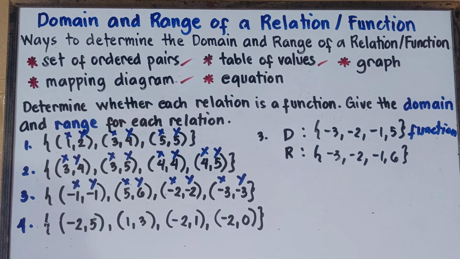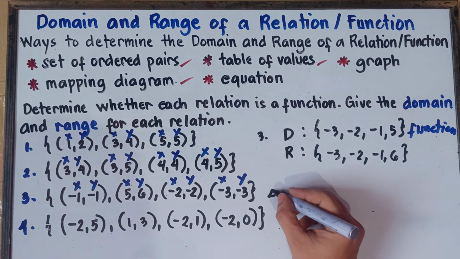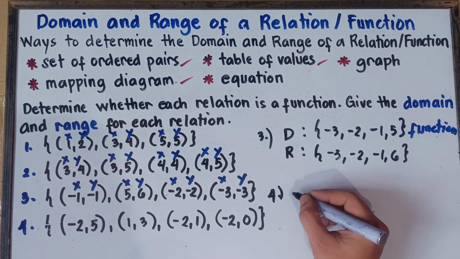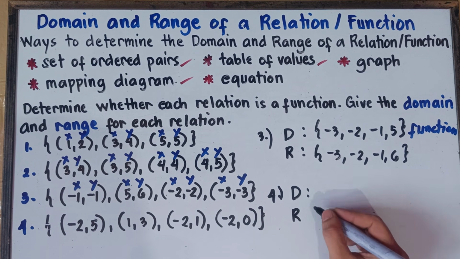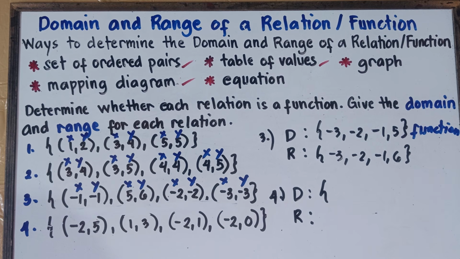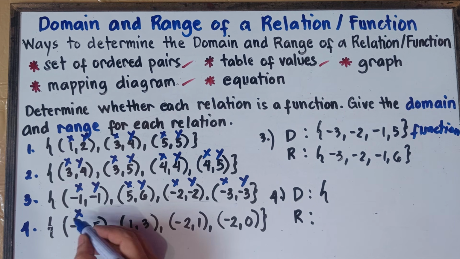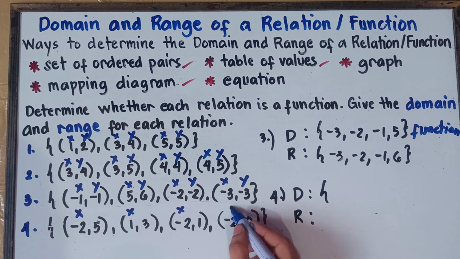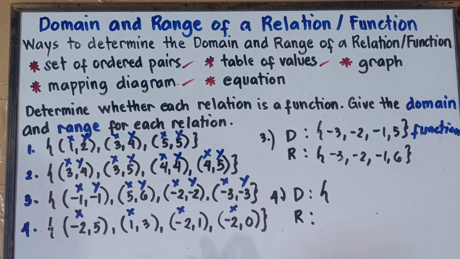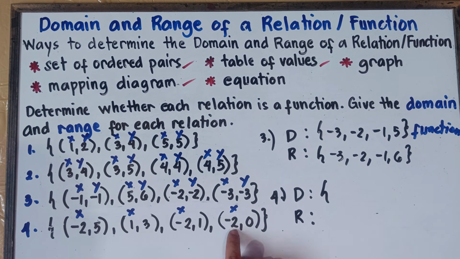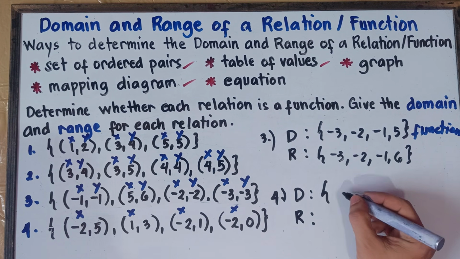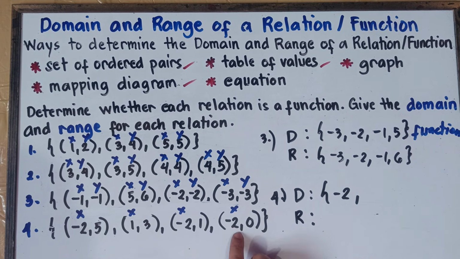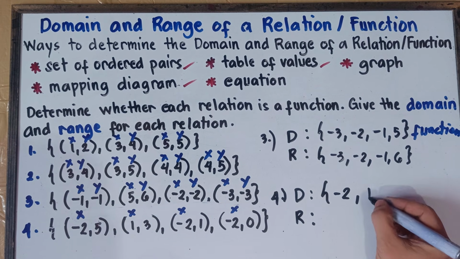Alright, last one, number 4, and then we proceed to mapping diagram. Number 4, domain and then range. The domain will be the x values, this one right here, the first number. The smallest number is negative 2. We have 3, negative 2, so just write only one negative 2. So negative 2, and then the other one, we have positive 1.